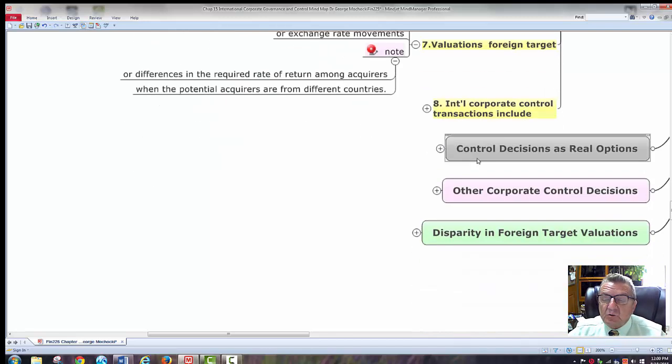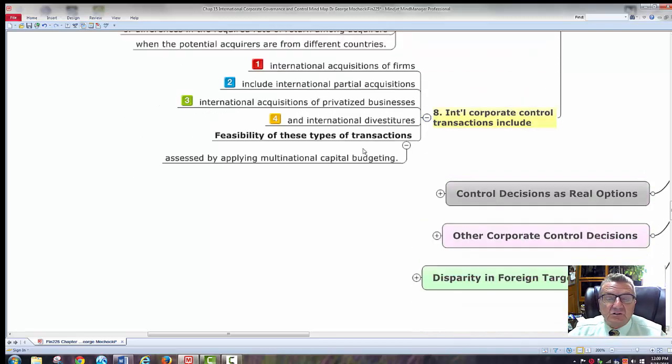Okay, international corporate control transactions include international acquisitions of firms and international partial acquisitions, depending on what makes sense for the strategy, what brings up the value. Sometimes I just need the value for a couple of quarters, then I get rid of it because something else is going on. Because I'm looking at my strategic plan, more than 2 years, hopefully 5 years, and maybe down the road.